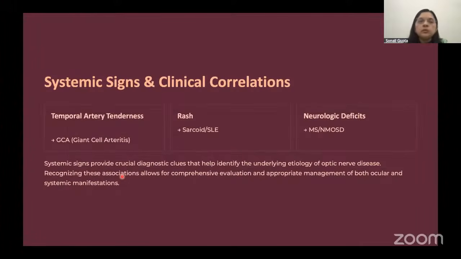Then we need to look for systemic signs. We can palpate the temporal artery in patients who are clinically suspicious of giant cell arteritis. We could do a systemic examination to look for rashes if we are suspecting sarcoid, SLE, and other conditions. Neurological deficits could be there in demyelinating disease. So a thorough systemic examination is also a part of a good clinical workup in optic neuropathy.